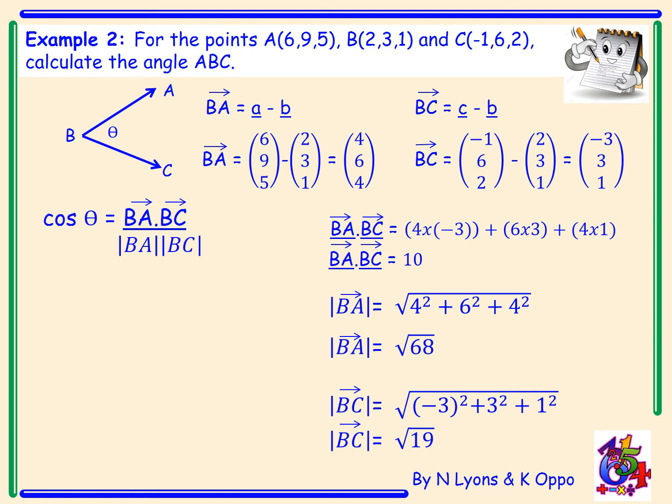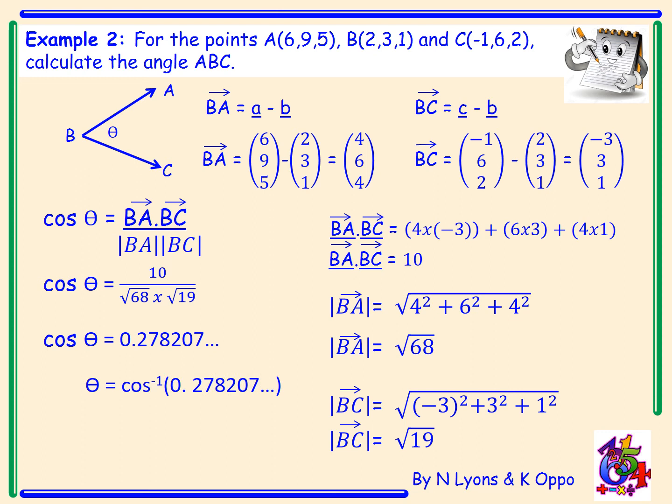We will now place our scalar product and magnitudes into our formula to give 10 divided by root 68 multiplied by root 19. Cos theta is equal to 0.278207. We'll then need to take inverse cos of this to give an angle theta as 73.8 degrees.